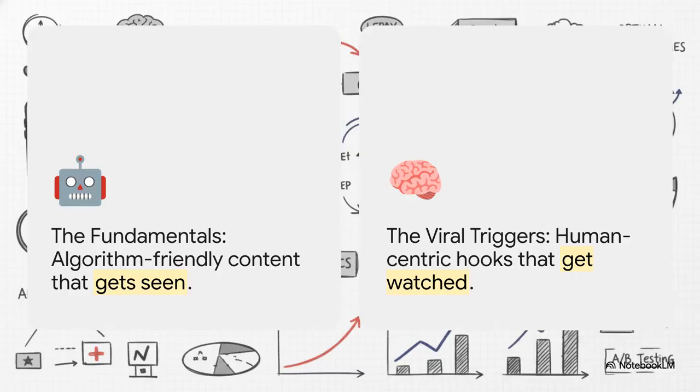So think about your growth strategy like a simple two-part equation. The fundamentals make sure the algorithm actually shows your content to people, and the viral triggers make sure those people actually stop and watch it. You absolutely need both sides of this equation to win.